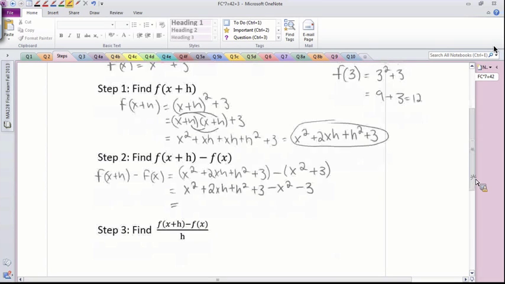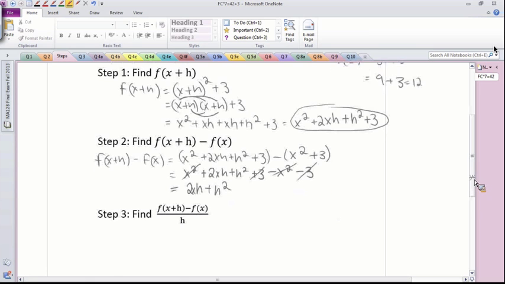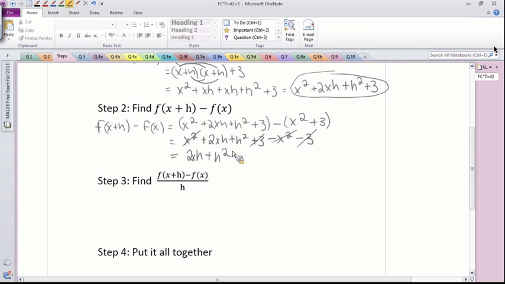Our last and final step of step 2 is to combine like terms. So I notice I have an x squared, cancels out with a negative x squared. A positive 3 cancels out with a negative 3. So all we're left with is 2xh plus h squared. Any questions? I'll circle that so it becomes clear. That's our result from step 2.